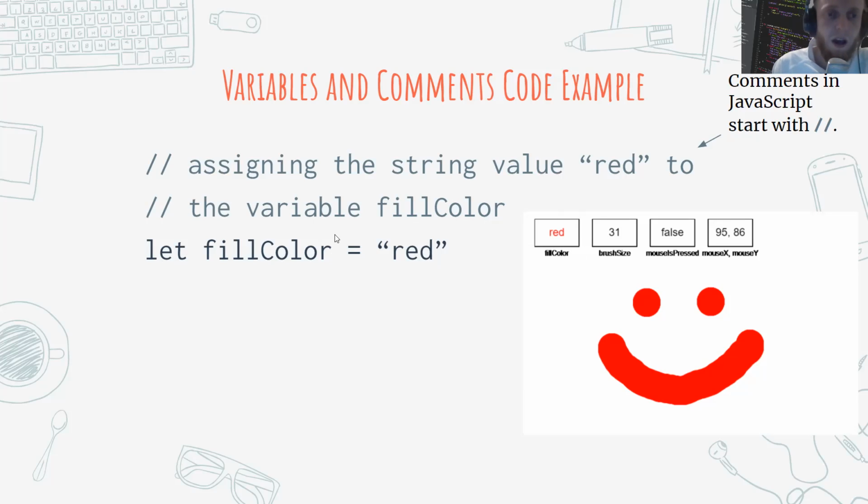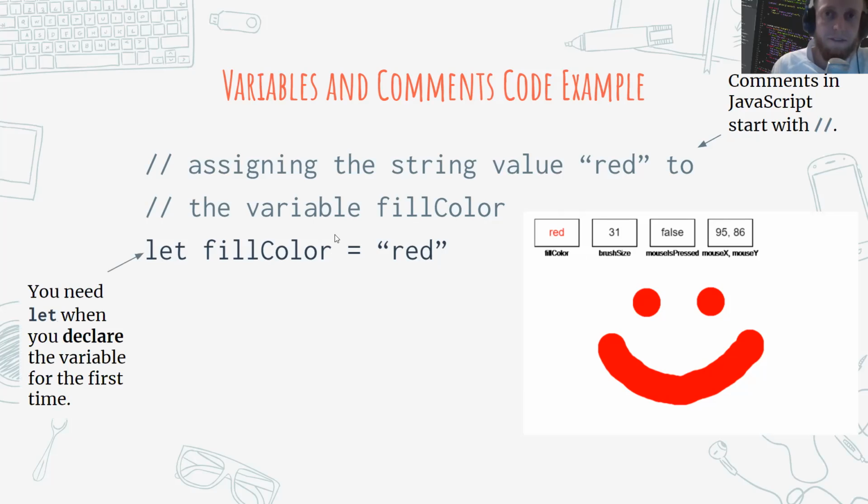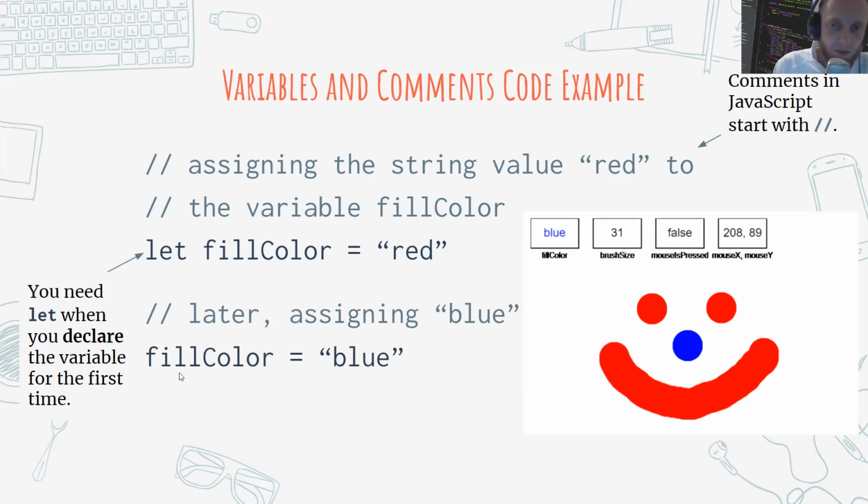And then the first time we make a variable, it's called declaring a variable. And you need to use let when you are declaring a variable. So you say let variable name equal value, and that's the order of things. And then later, if you want to store something else under the fillColor variable name, you just use that assignment operator again, that equals sign, and then you store a new value in there. So like later, if we change the value to blue for fillColor, then we could draw a blue nose on our little face here.